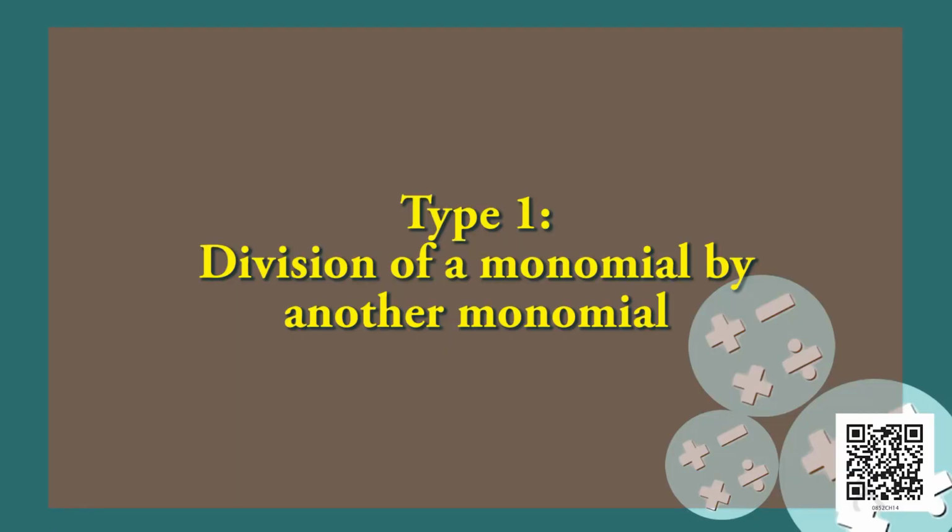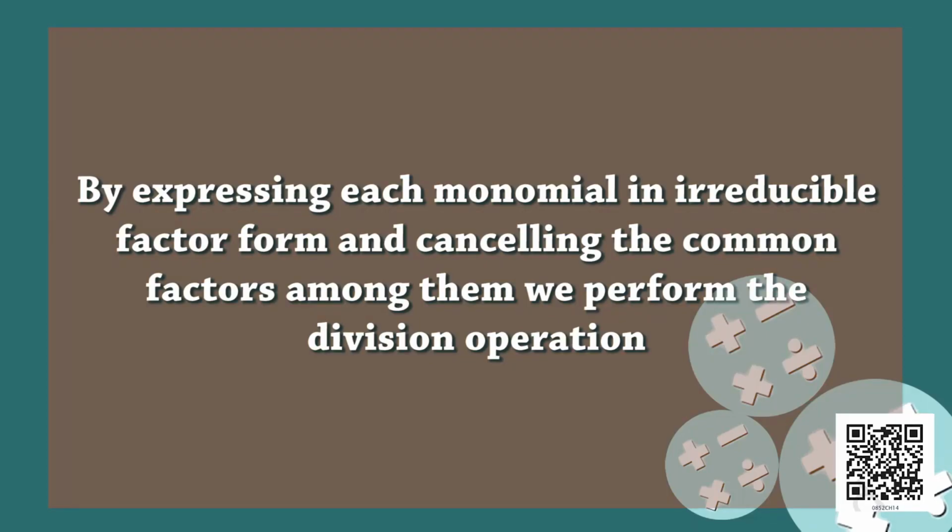Type 1: division of a monomial by another monomial. We know that a monomial is an algebraic expression containing one term. So, for such type of monomial, how to perform the division is explained as below. By expressing each monomial in irreducible factor form and cancelling the common factors among them, we perform the division operation. Let us illustrate this by different examples.